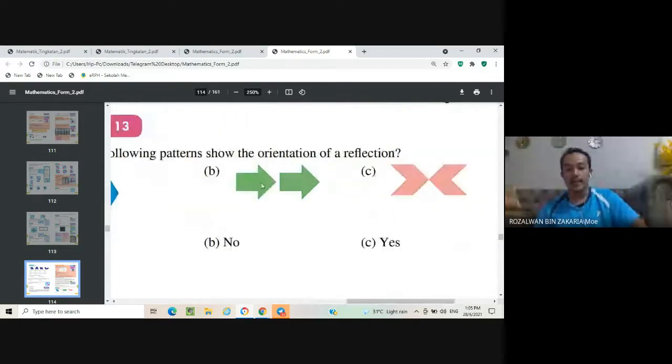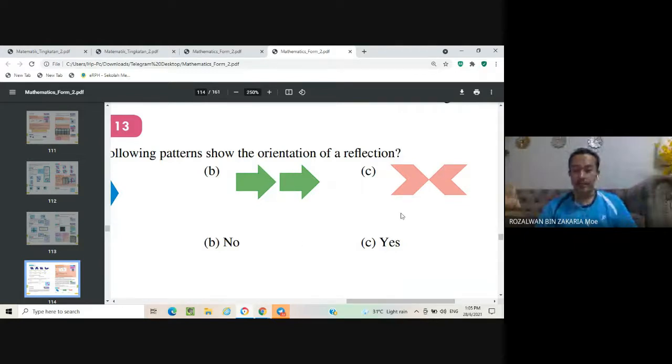Okay, so look at the pattern here. Although the shape and the size of the object are the same, the direction is the same, so it is not the reflection. Okay, this one is not the reflection.